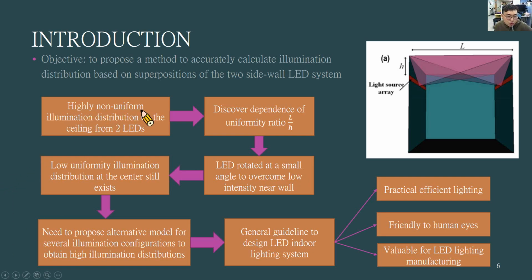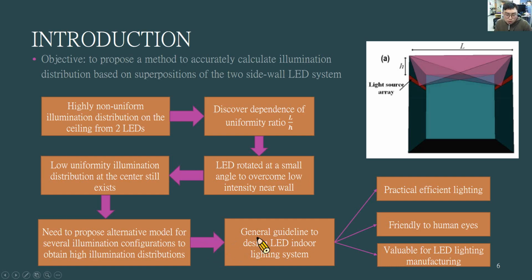Firstly, we have highly non-uniform illumination distribution on the ceiling from the 2 LEDs, one on the left side and one on the right side. Then we want to know the dependence of the uniformity on the ratio L over H. L means the length of the ceiling, and H means the location of the LED source from the ceiling. In short, it is the distance between the ceiling and the LED. Then we rotate the LED at a small angle to overcome the low intensity near the wall. Therefore, low uniformity illumination distribution at the center will still exist. From these findings, we need to propose an alternative model for several illumination configurations to obtain high illumination distributions.